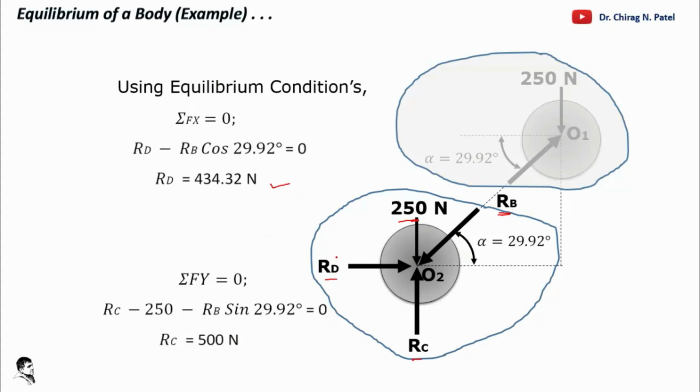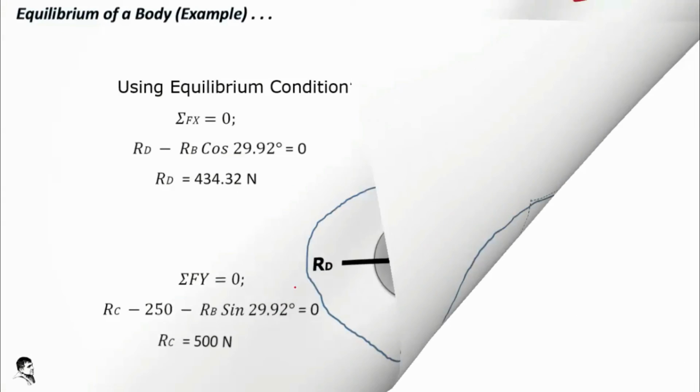So if we resolve that in X, we have RD and the component of this RB in this particular direction, so you can resolve those two forces, and we come out with RD equal to 434.32 Newton. Again, there are two forces, 250 and RC, that are available, and the third one is the component of RB in this particular direction. So you can solve that and come out with RC equal to 500 Newton. I think it is clear now.